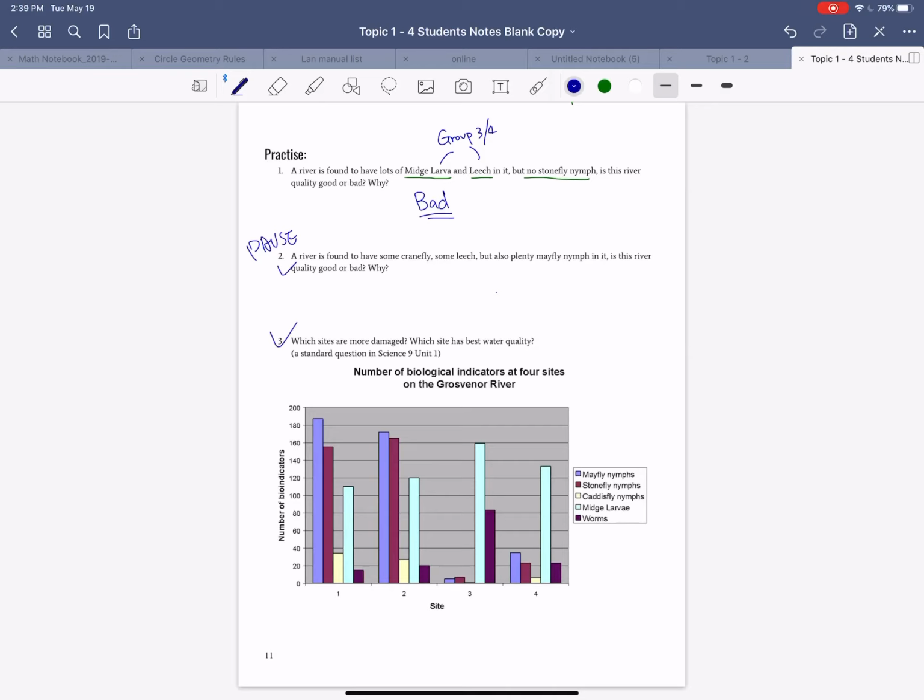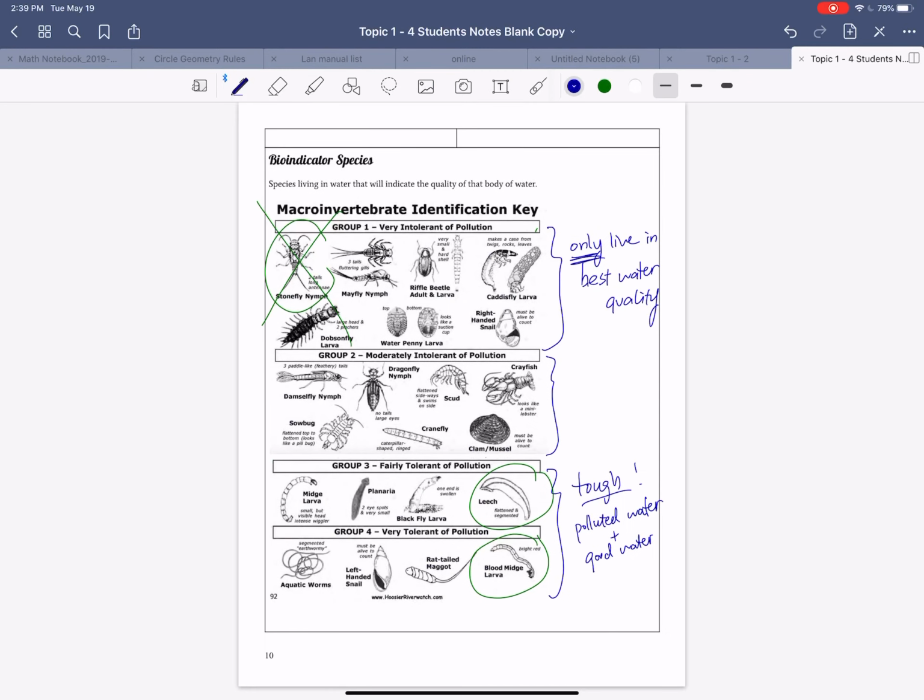This one and this one, okay? And then let's see if you can get it correct once you get back to me. Okay, let's find out. So a river is found to have some cranefly, leech, but plenty of mayfly nymph in it. Okay, is the water quality good or bad?